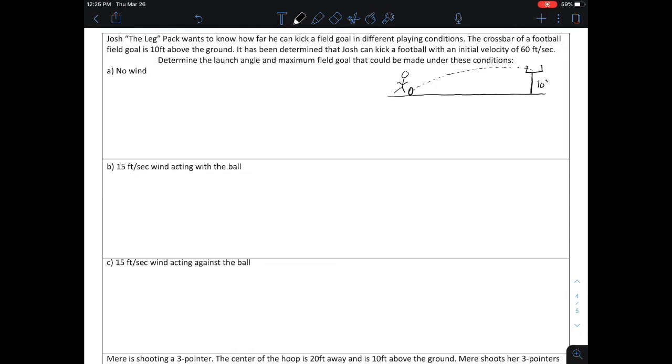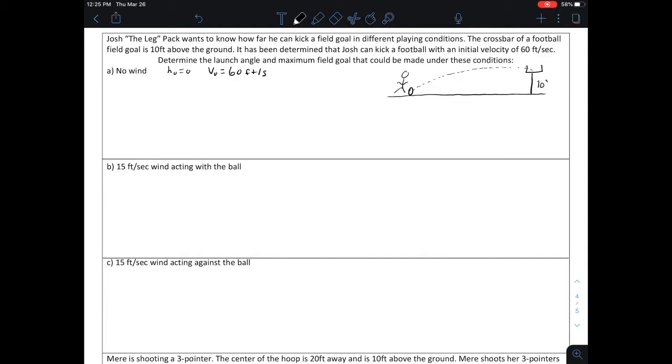Now, what we do know is that he's kicking the ball off the ground. So we have an initial height of 0. And the ending height has to be 10 feet, I guess, by the time it gets to the field goal. The initial velocity is already in feet per second, so initial velocity is equal to 60 feet per second.